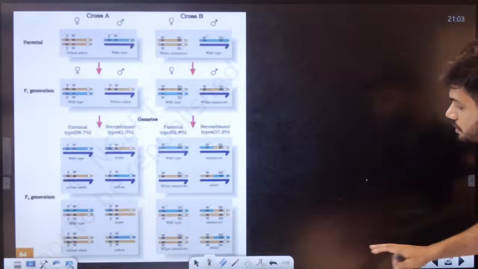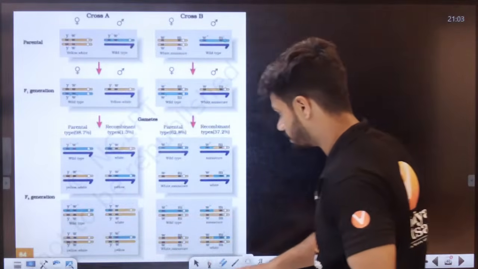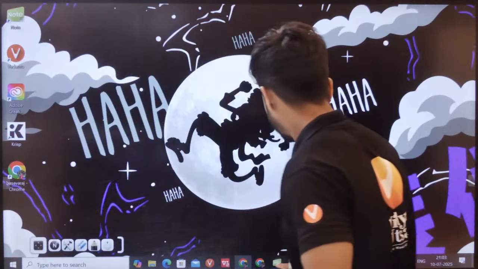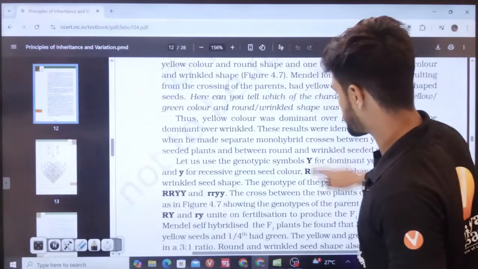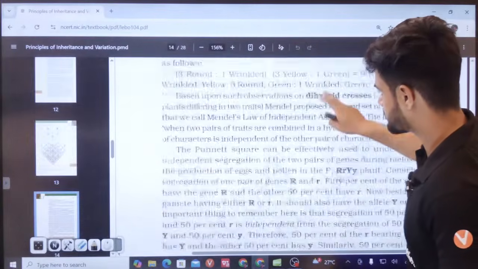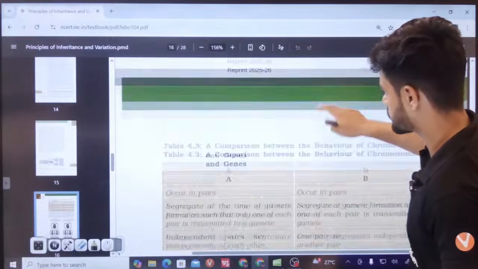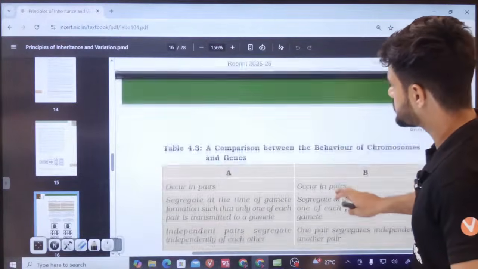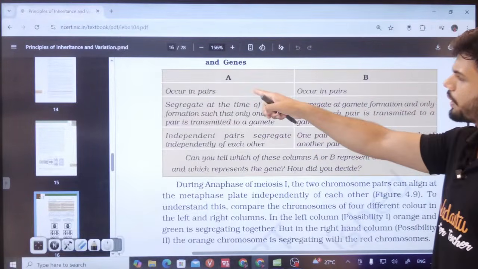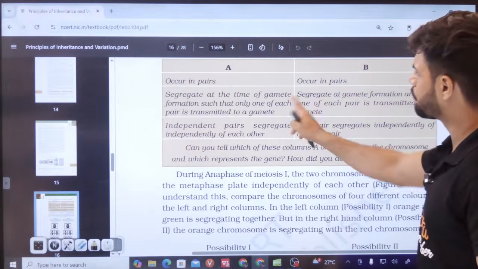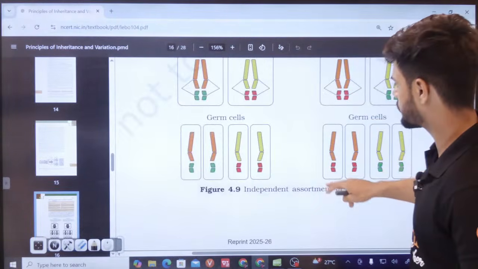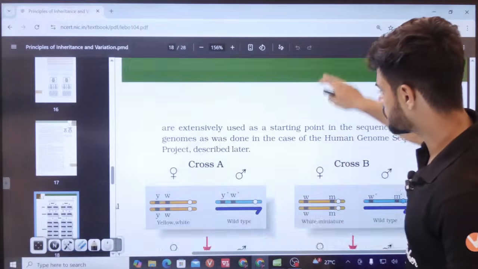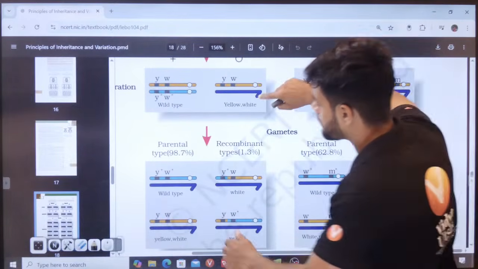This is what is given in NCERT, students. Let me open NCERT for that. Here a table is given. One is chromosome, one is gene. They both are similar, basically.